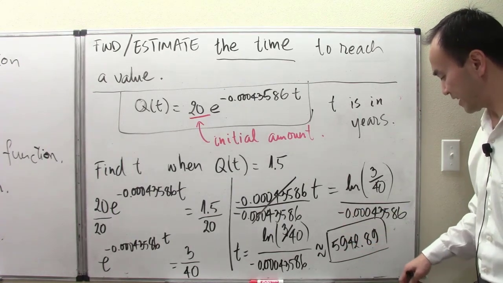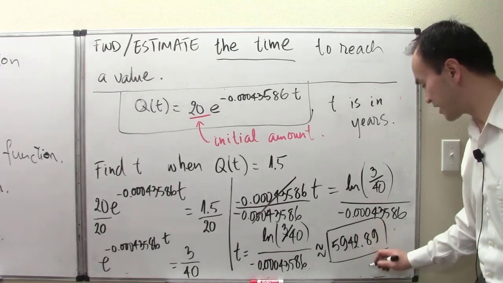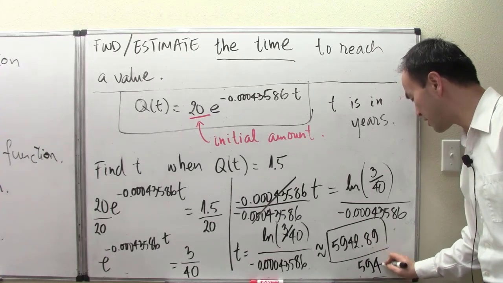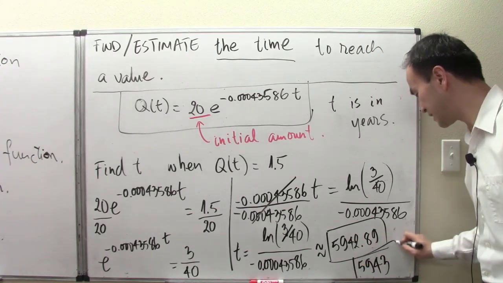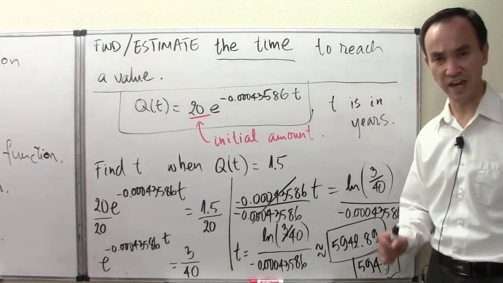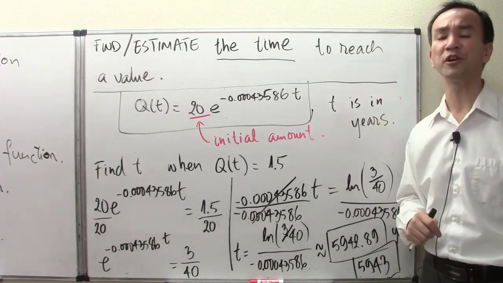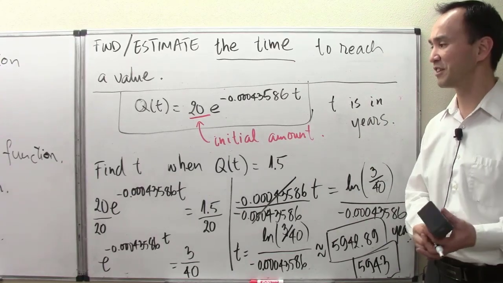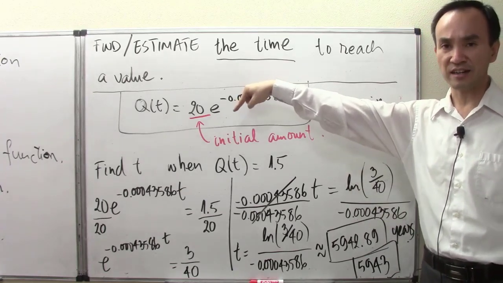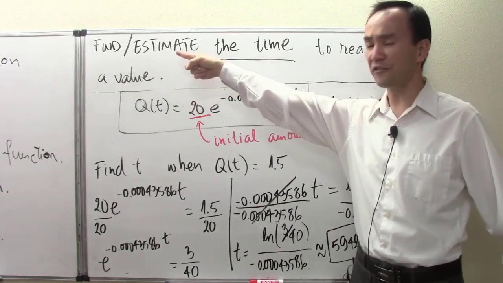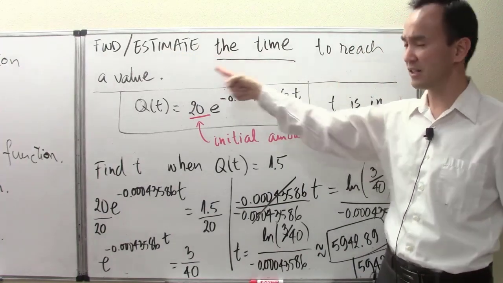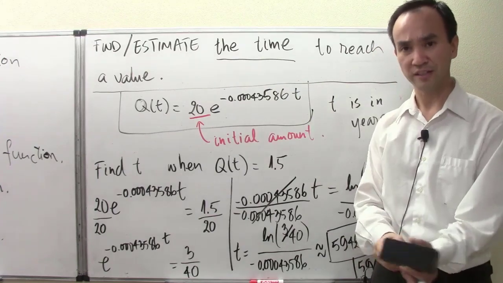Quite a few standard textbooks for chemistry are using 5,943 years. This is the number of years it takes to decay from 20 milligrams down to only 1.5 milligrams. Generally speaking, this particular problem is the scenario where we want to find or estimate how much time it takes to reach a specific given value.